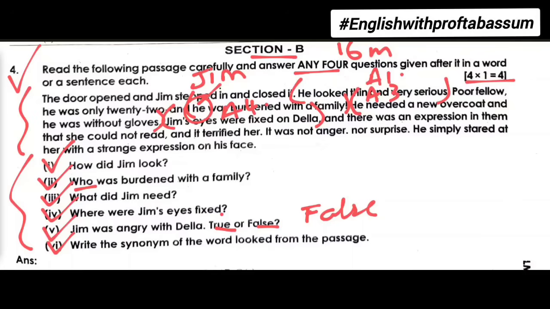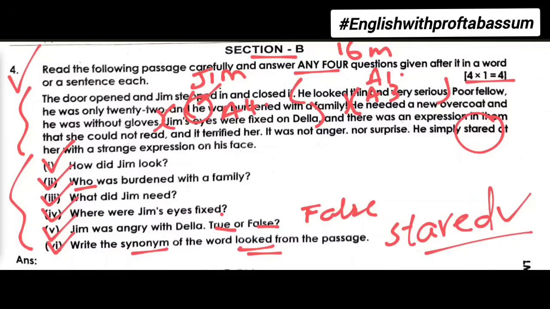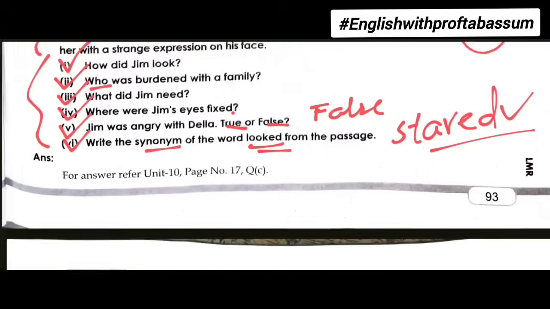Next one, write the synonym of the word looked from the passage. Now synonym means meaning. So what is the meaning of the word looked in the passage? So in the passage they have given the word stared. Stared means घूर कर देखना. So the answer is stared. So this way to the point you must write the answers, students.